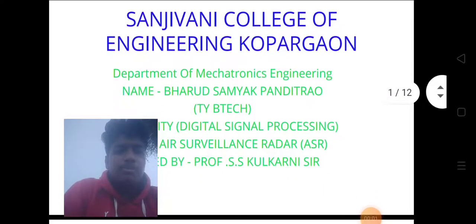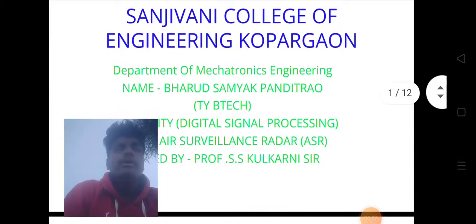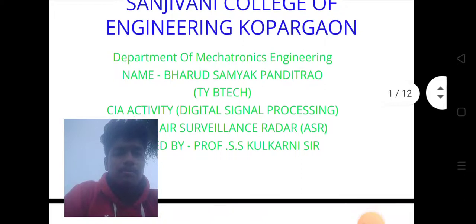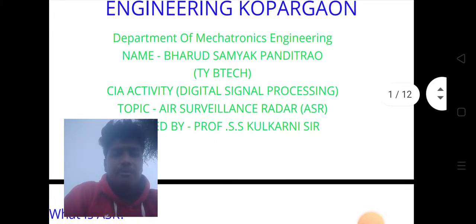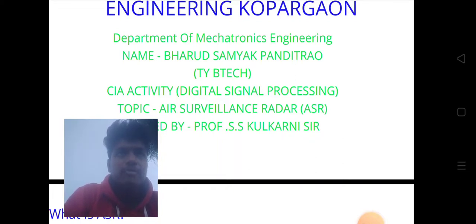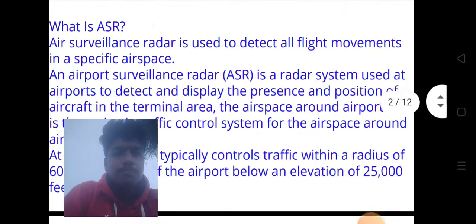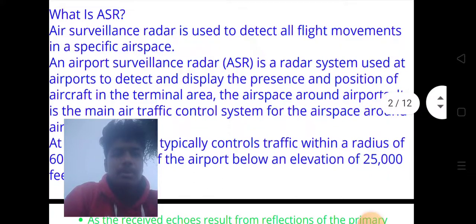Myself, Master Bharut Samyak. I am from the Department of Mechatronics, in TY. Today I am here to present on the topic Air Surveillance Radar, ASR, for my CI activity of the subject Digital Signal Processing. My topic is guided by Professor S.S. Kulkarni sir.